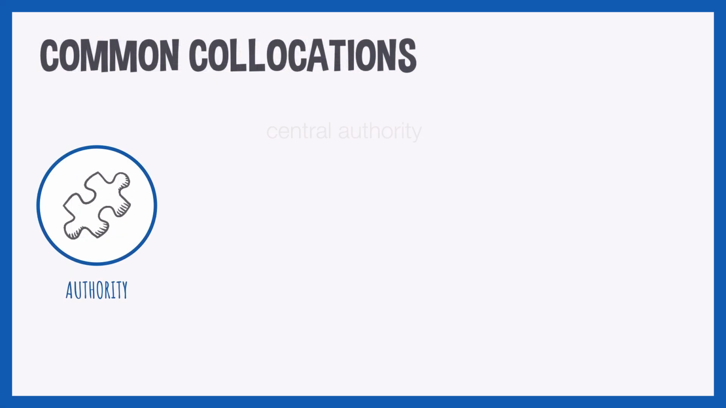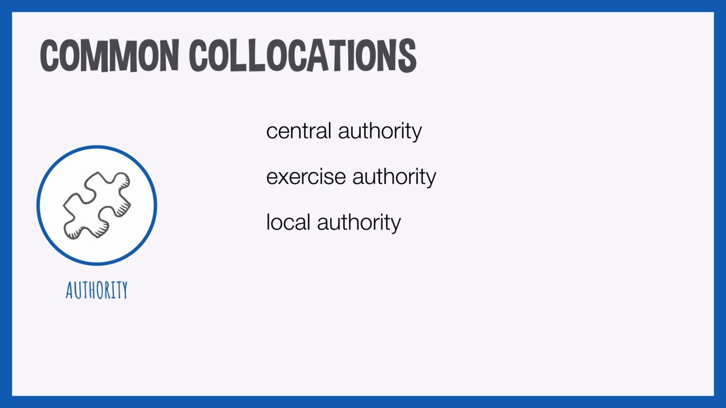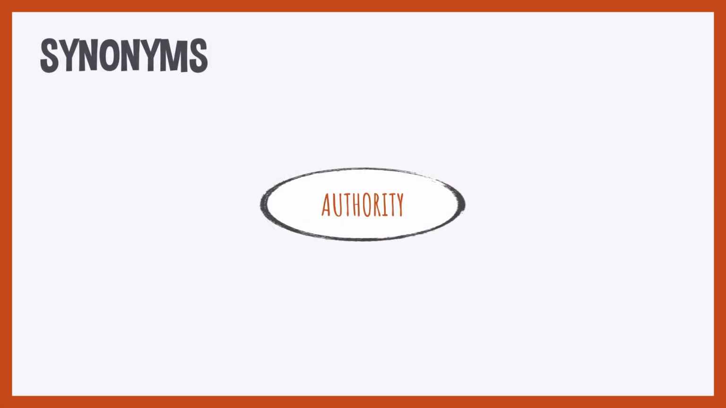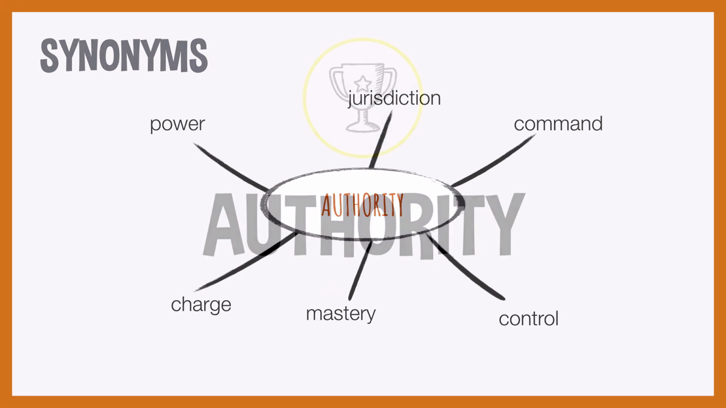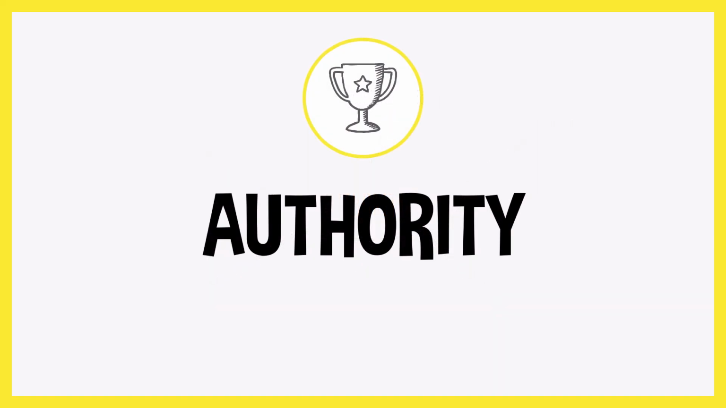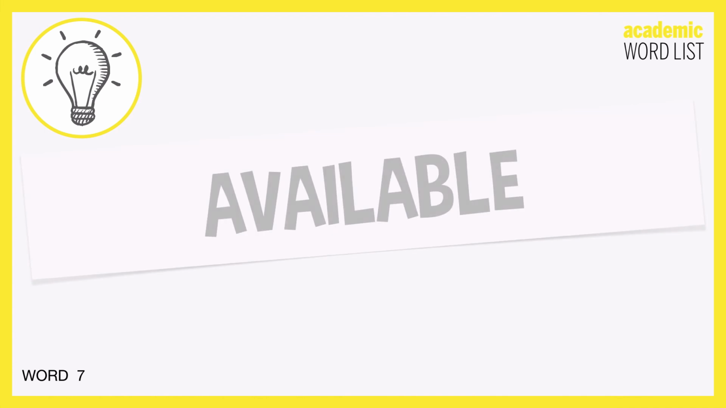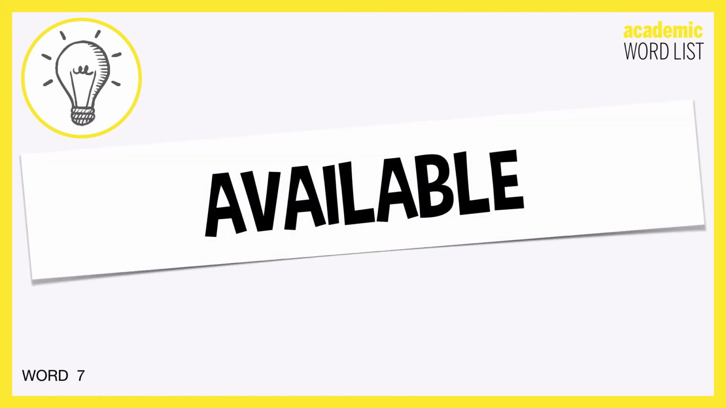And some common collocations: central authority. You can exercise authority. Local authority, political authority, and public authority. Some similar words to authority: power, jurisdiction, command, control, mastery, and charge. That's authority. And the next word, available.